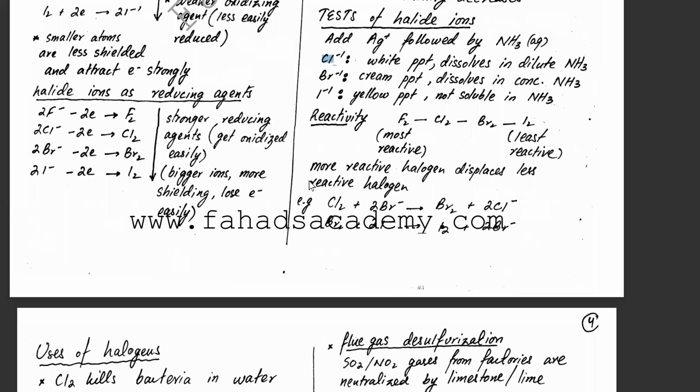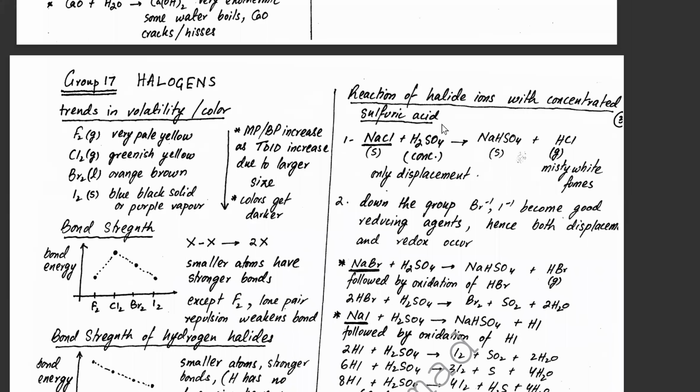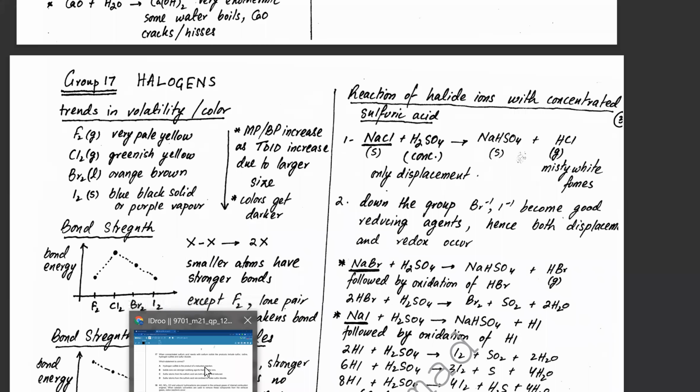Yes, sir. So the bottom two are really good reducing agents. They get oxidized, they lose electrons. Anything that gets oxidized is a good reducing agent. So the next part, you have to learn this. It's the reaction of halide ions with concentrated sulfuric acid. What happens in that case is, let me explain that.